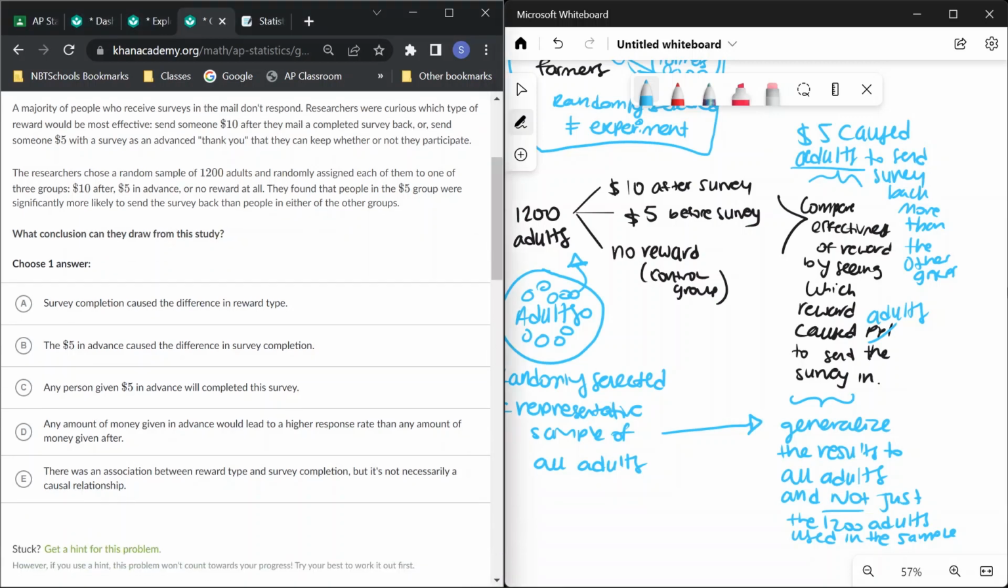So which conclusion can they draw from the study? Survey completion caused the difference in reward type? No, it's the opposite. Reward type caused a difference in survey completion. The $5 in advance caused a difference in survey completion. Yes.